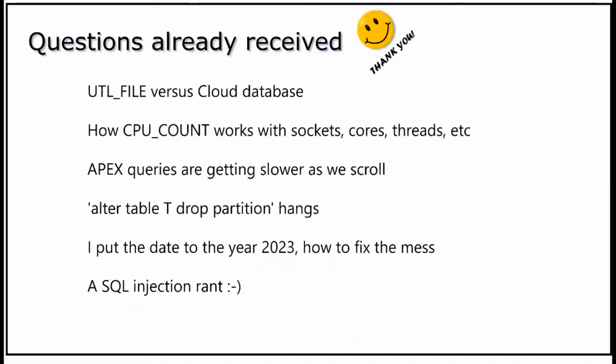The questions we have are: UTL_FILE versus the cloud database, and I'll explain each one as we get to it. How CPU count works with sockets, cores, threads, and the like. APEX queries getting slower as we scroll, and how we're going to try to improve upon that. ALTER TABLE DROP PARTITION hangs, and this one I like. Someone said, we unfortunately moved the date to 2023 in our database. Now we've moved it back. How do we then resolve this problem? And the last one, if I get time, is one I wanted to do in a previous office hours session but never got around to, and that is a bit of a rant on SQL injection. We had some questions asked of Tom about SQL injection, and how people tend to still, what I call, trivialize the important issue of SQL injection.